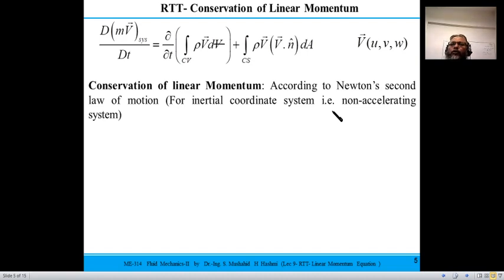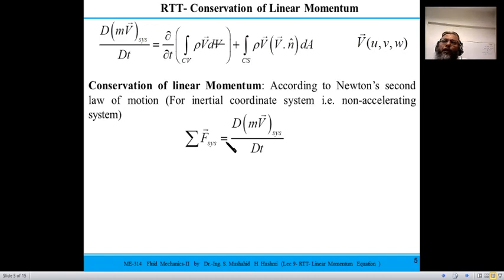We know from the principle of conservation of linear momentum, according to Newton's second law of motion, that the rate of change of momentum represents the resultant of the forces that are acting onto the system. And obviously this Newton's second law we are going to apply for an inertial coordinate system. Inertial coordinate system means our coordinate system x, y and z, through which we are representing all the terms, is non-accelerating. It means either the coordinate system is stationary or moving with a constant speed. In such a case, it would be called an inertial coordinate system. So Newton's second law of motion is applicable to the inertial coordinate system.